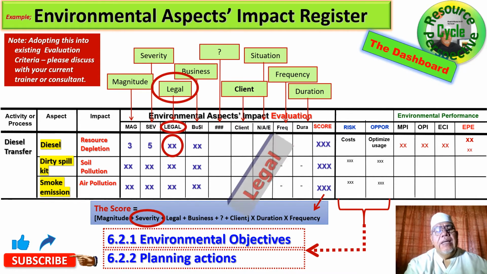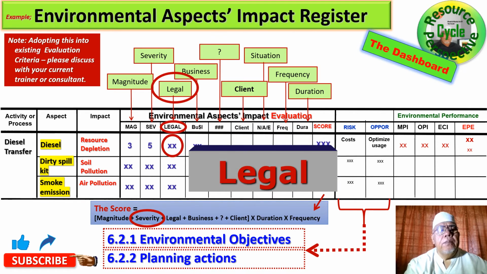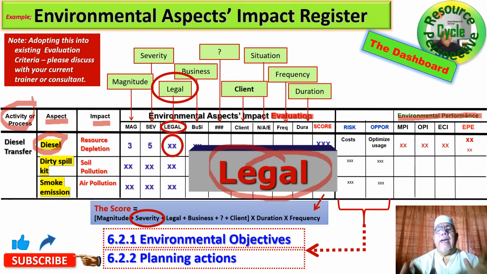Okay, so this is the format of the aspects impact register. Please remember to begin with the format: the first column has activity and process, and we have aspect, followed by impact, and we are discussing the evaluation of one of the aspects, which is diesel. We have not completed diesel yet. Perhaps once this is done, I'm going to do for you environmental performance evaluation as well, which will come after we've finished the entire evaluation for diesel. Okay, so we are here. We are looking at whether diesel has some form of legal impact to our company.